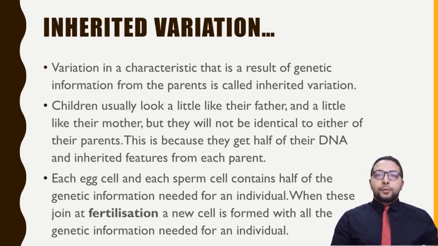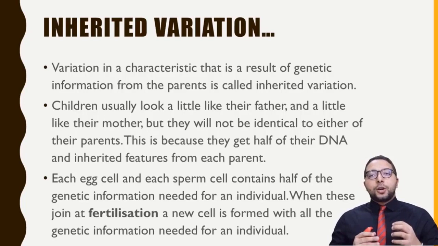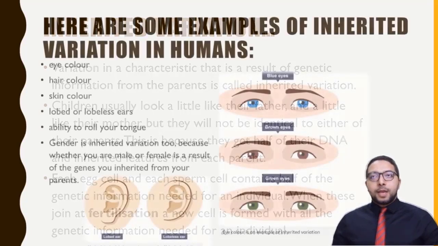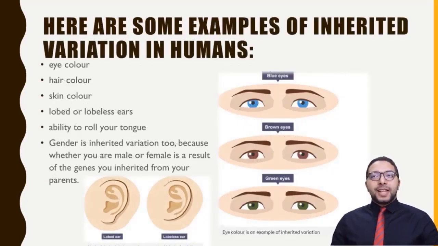Based on the genetic information that the babies take from the father and the mother, they are going to have certain characteristics that for sure will look different than the other ones. Here are some examples of inherited variation in humans. We might have the eye color, the hair color, skin color, and we might have the looped or loopless ear, as you can see in the picture.